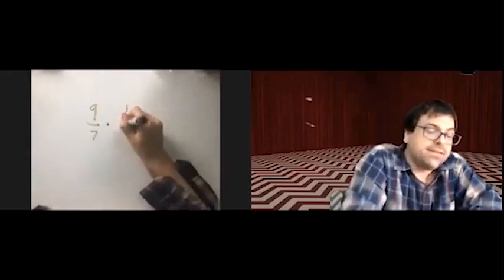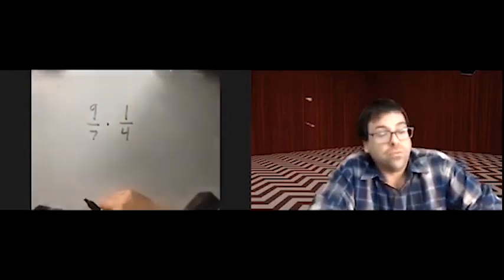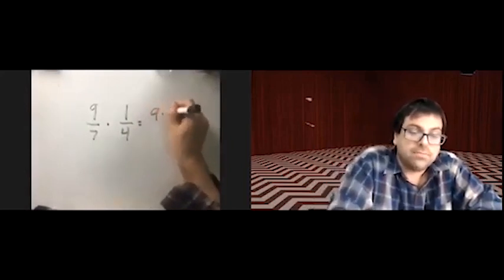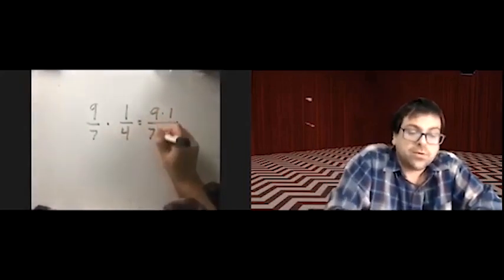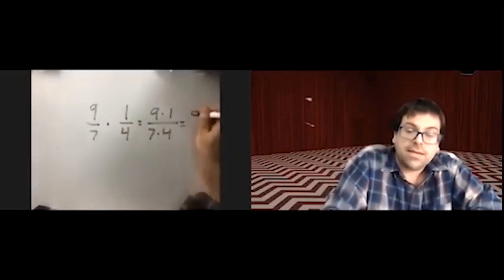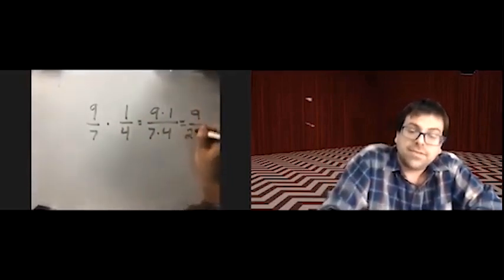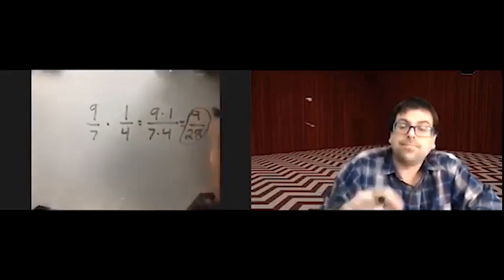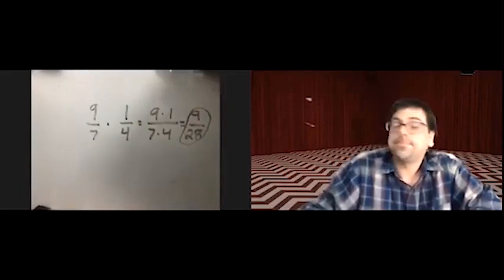We had 9/7 times 1/4. Multiply across the top, 9 times 1. Multiply across the bottom, 7 times 4. 9 times 1 is 9. 7 times 4 is 28. 9/28.